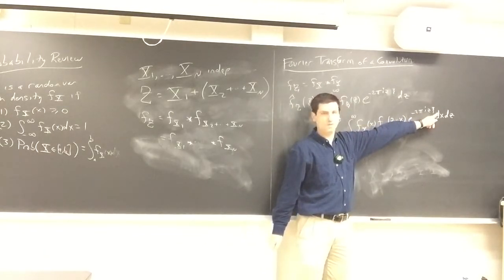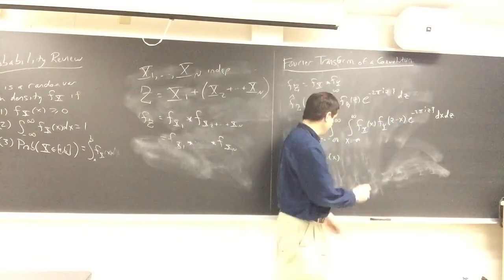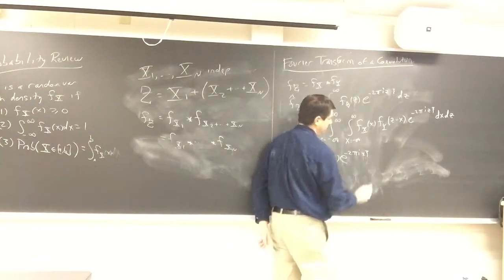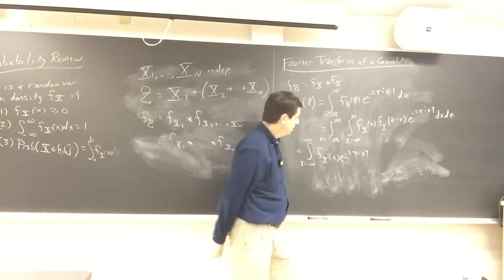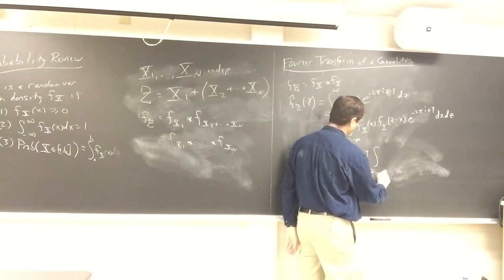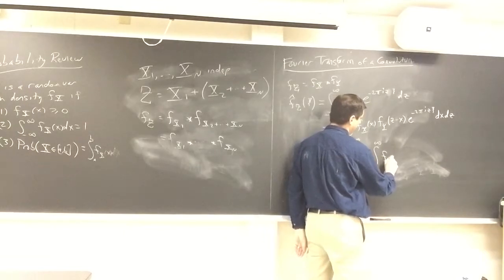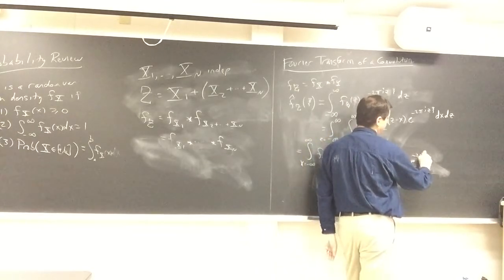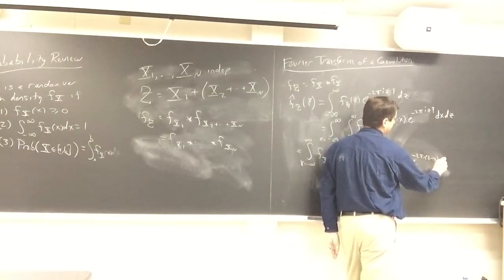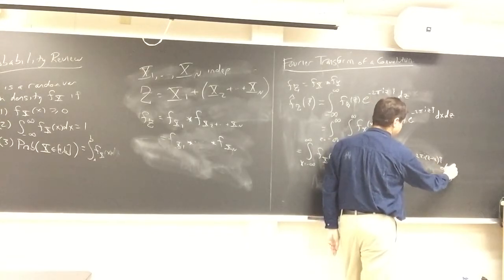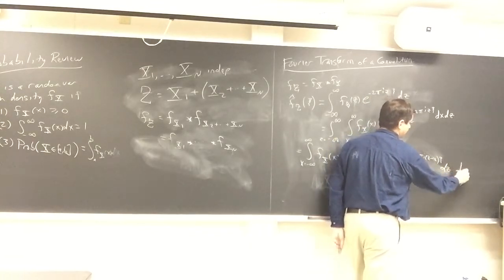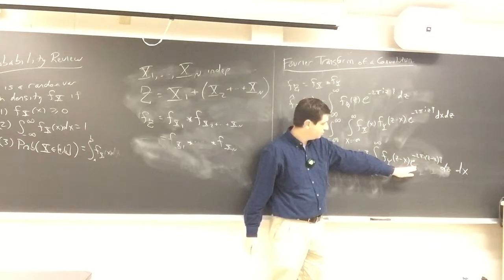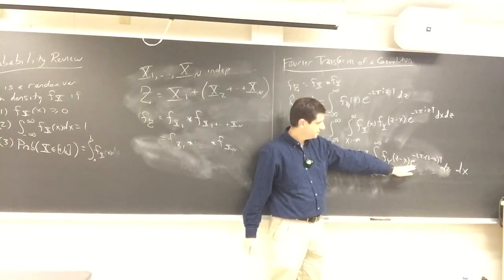So I've got a z minus x here. So now I have a z, I have a plus x, I'll have an e to the negative 2 pi i x c. And then I have the integral z goes from minus infinity to infinity of fy of z minus x e to the negative 2 pi i z minus x c dz and then dx. And now I can replace z minus x with t, and this is just going to be the Fourier transform of y evaluated at the point c.